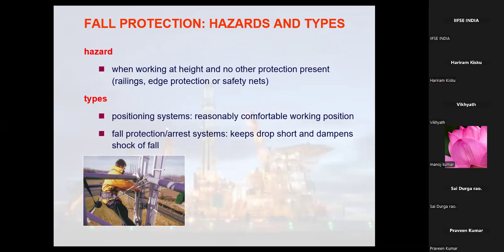So different types of safety harness are there for different types of works. For positioning system, you have the general harness along with the D-rings on the waist. So that is extra given for the positioning. Reasonable, comfortable working position. Fall protection and fall arrest: keep drop short and dampen shock of fall. Now, what is the difference between fall protection and fall arrest? What is the difference between fall protection and fall arrest?